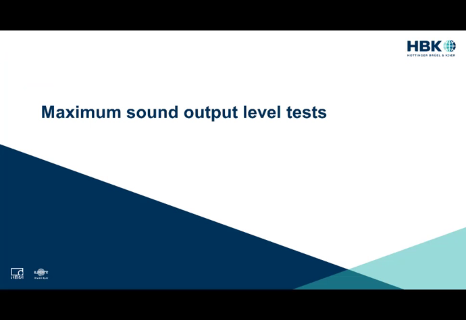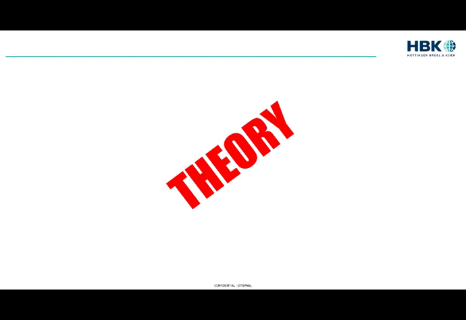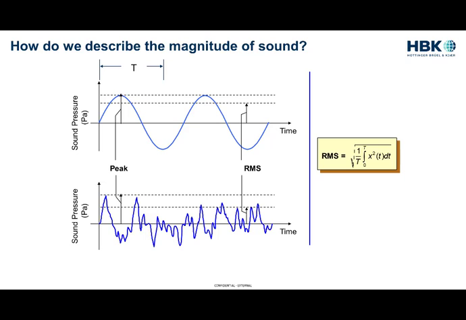But how do we measure maximum sound pressure levels? Let's start with a little bit of signal processing theory. Here are waveform plots of two different audio signals. When we evaluate the sound pressure level, or SPL, of a signal, we don't use the peak magnitude of the waveform here. Instead, we refer to the root mean squared, or RMS level.